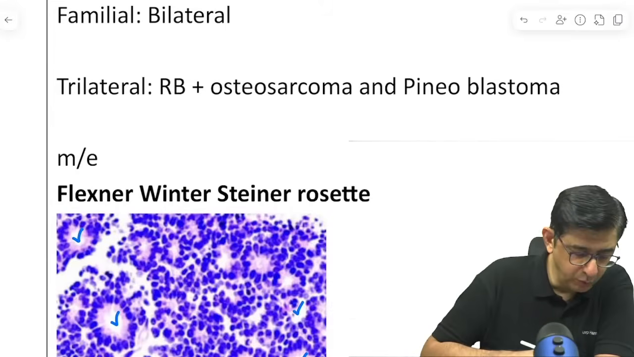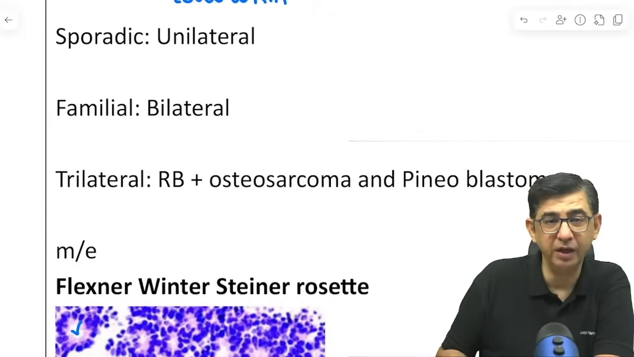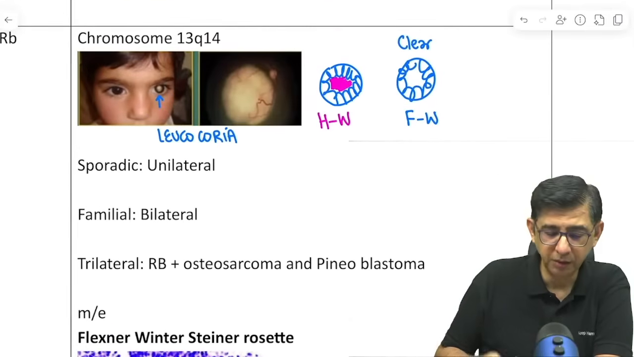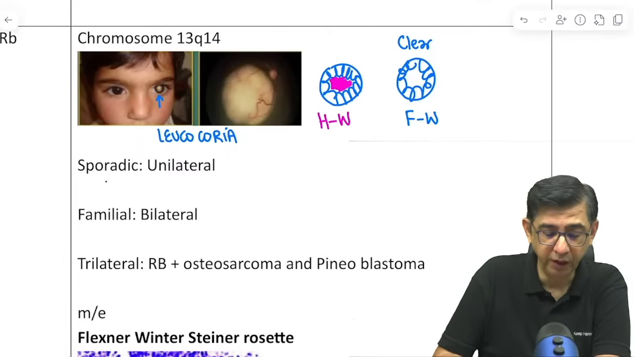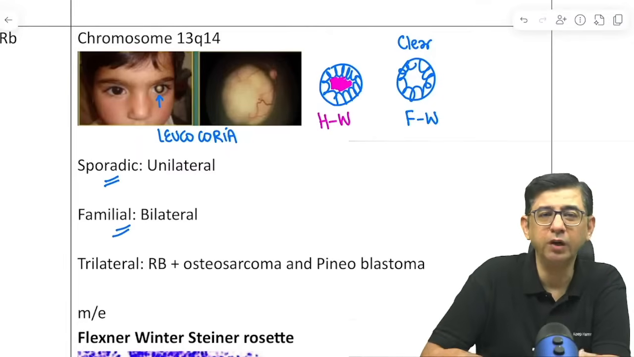And I think most guys were able to identify this and answer it beautifully. Then retinoblastoma can be sporadic, it can be familial. If it is familial, then the tumor will be bilateral.